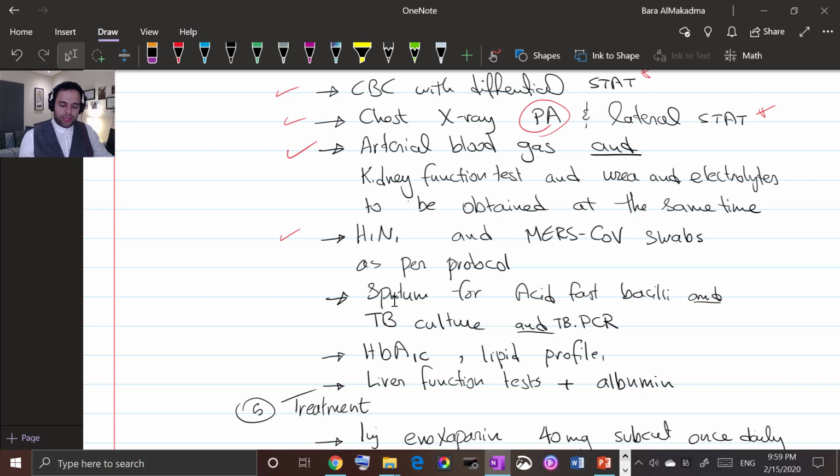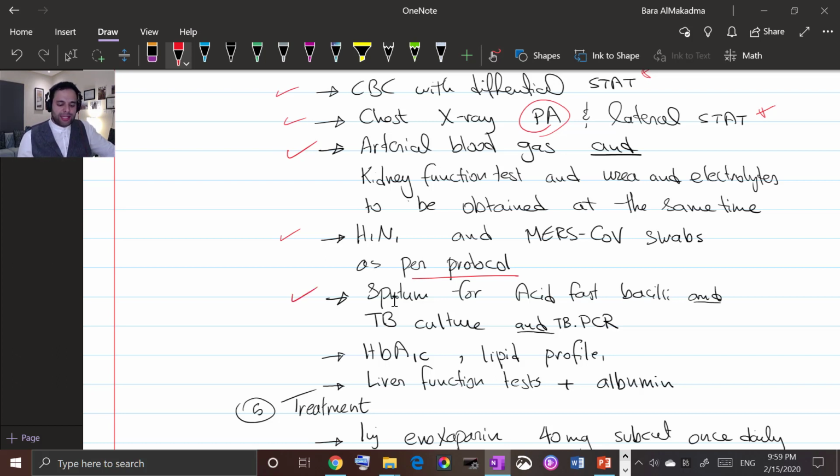H1N1 and MERS-CoV swabs as per protocol. So the protocol, they should be in airborne isolation, and it should be done with special personal protective equipment. And so because we have a protocol, I can write as per protocol. Otherwise, I have to write clearly all the steps.